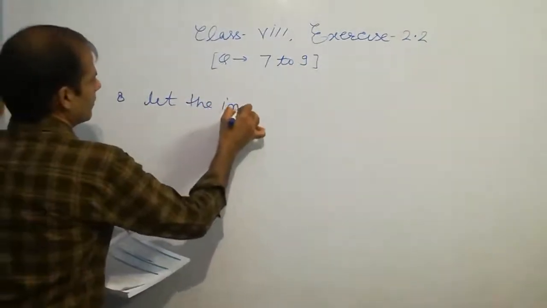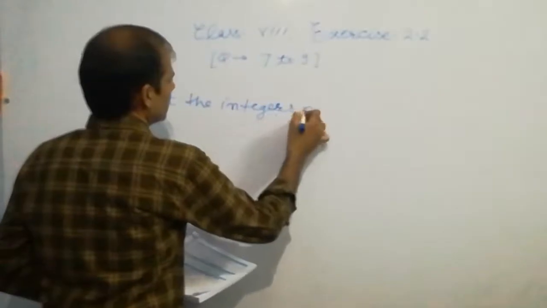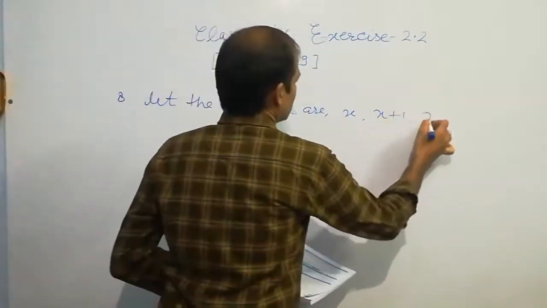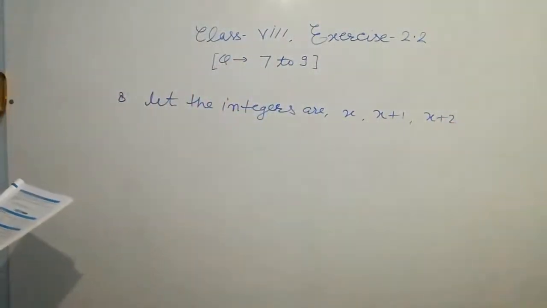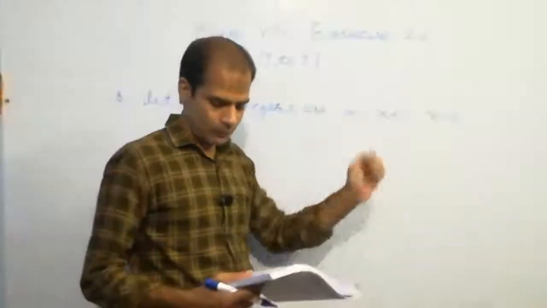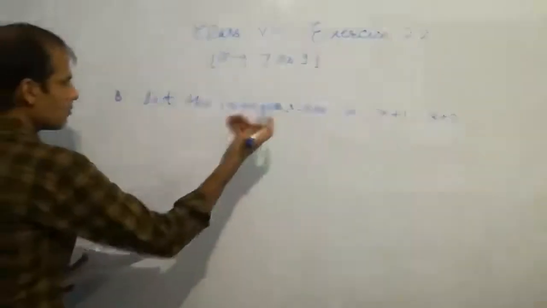Let the integers be x, x plus 1, x plus 2, three consecutive integers taken in increasing order, plus 1 and plus 2, and multiplied by 2, 3 and 4. So we multiply.